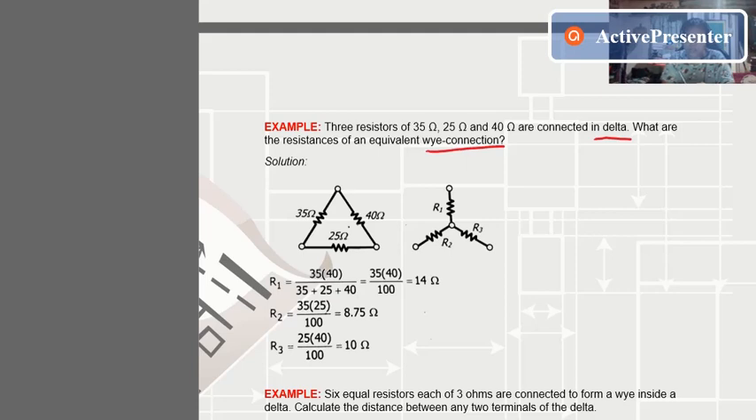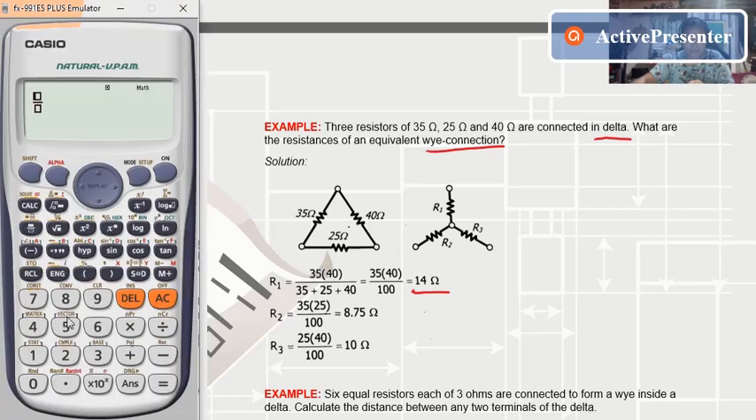So we have our R1, R2, and R3. Solving for R1, using the formula above, we have 35 multiplied by 40 over the three resistors, whose total is 100. So R1 is 14 ohms. Let's try it on our calculator: 35 multiplied by 40, divided by the total resistance, which is 100. Try 35 plus 25 plus 40. So R1 is 14 ohms.